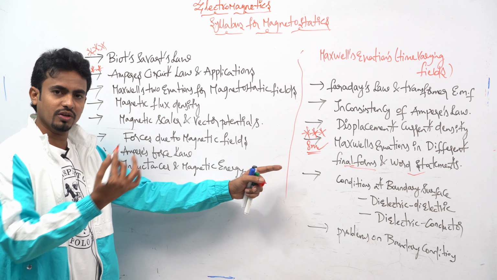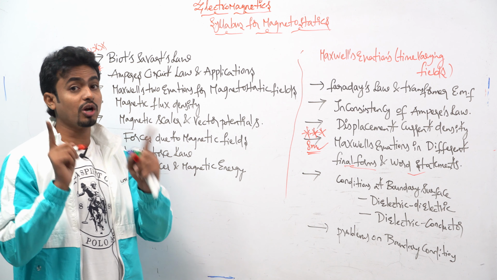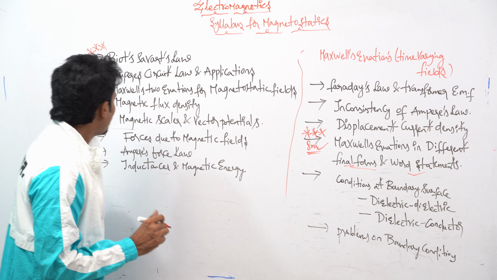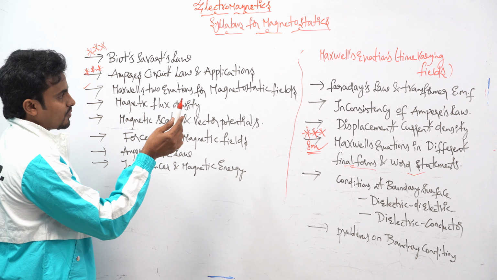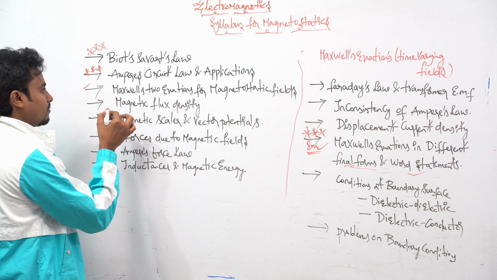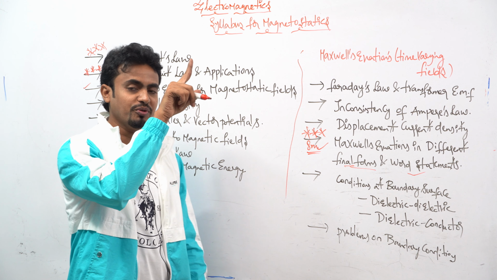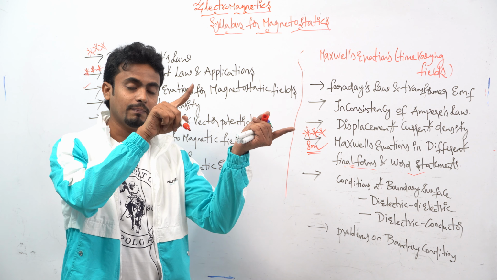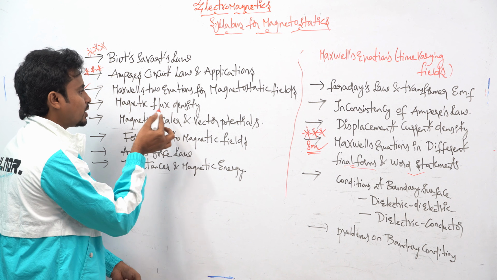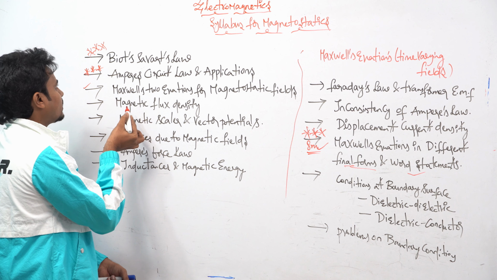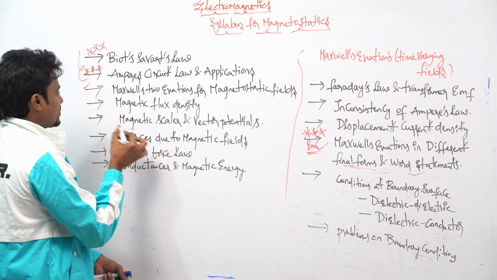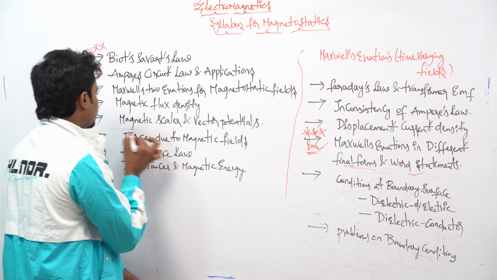For your GATE examination or competitive examination point of view, the formulas or results are important. Next we have to see Maxwell's two equations for the magnetostatic fields. Next is magnetic flux density. In electrostatics, we found the electric flux density, right? But here in magnetostatics, we have to find the magnetic flux density. It is not that important compared to this.